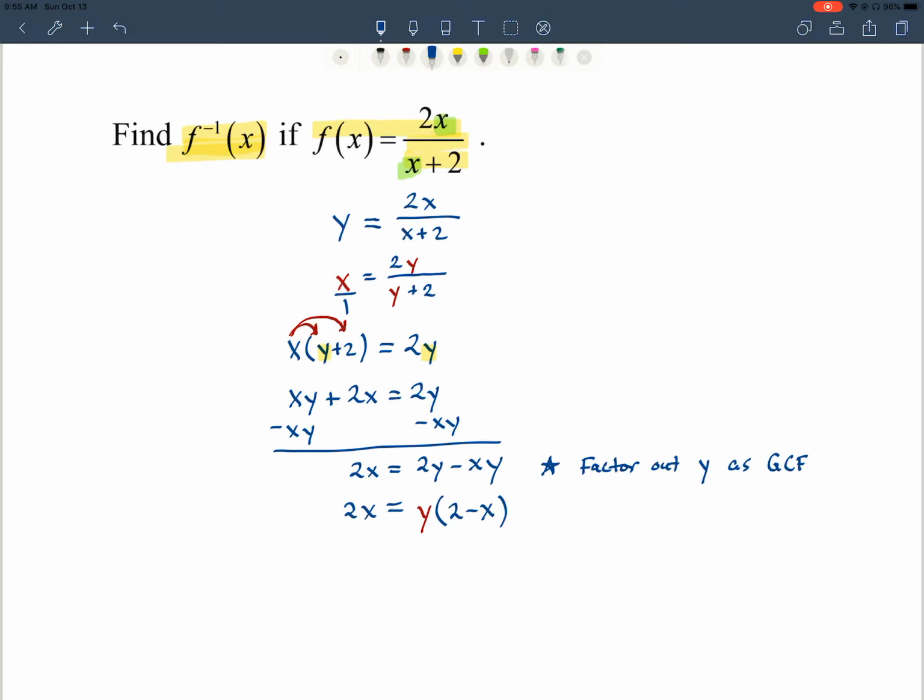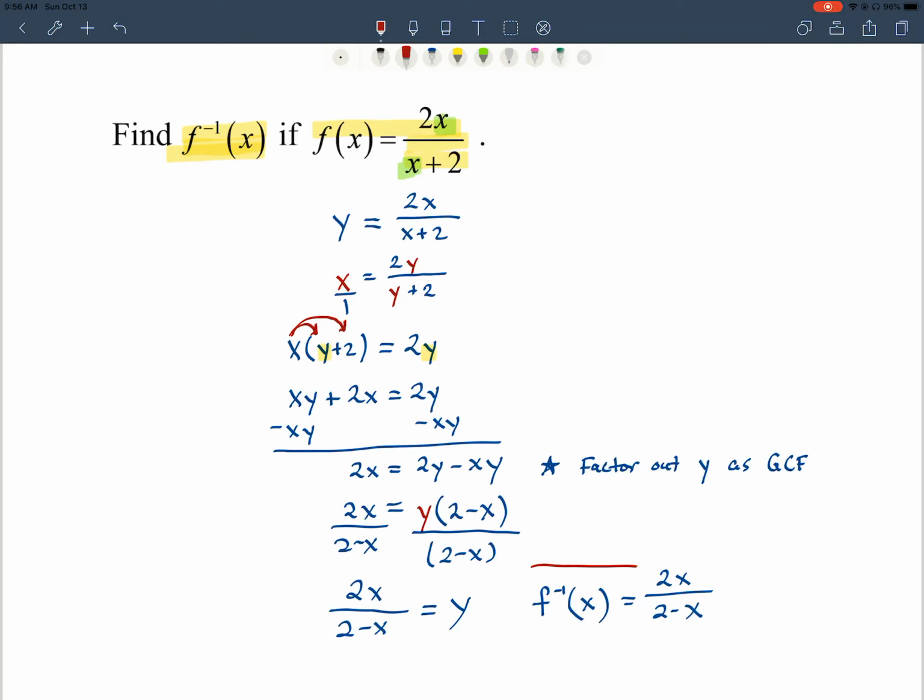And now it's easier for us to get the y by itself. We'll just divide each side by 2 minus x. So we're now left with 2x divided by 2 minus x is equal to y. Or if we're writing it in inverse notation, we have the inverse of f of x is equal to 2x divided by 2 minus x. And that's it.